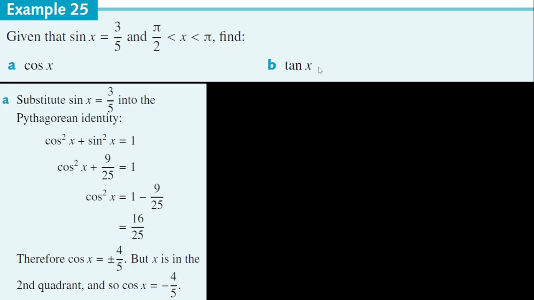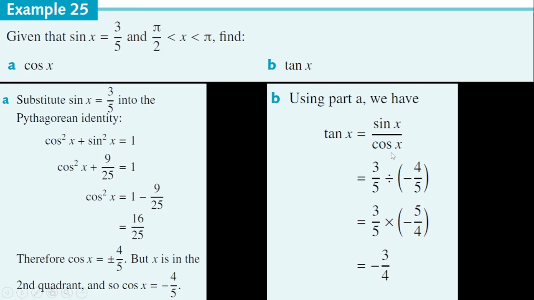To find tangent, you use the definition of sine over cos. We determined our cos previously. We do the ratio, and we end up again with a negative answer, which is what we need to get in the second quadrant. And that's it for 14K.